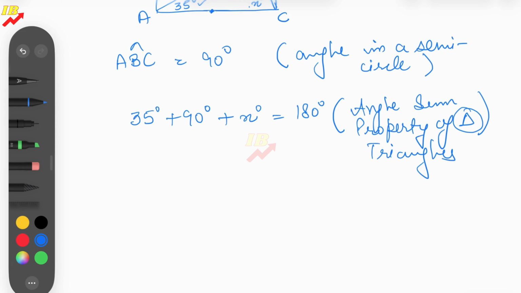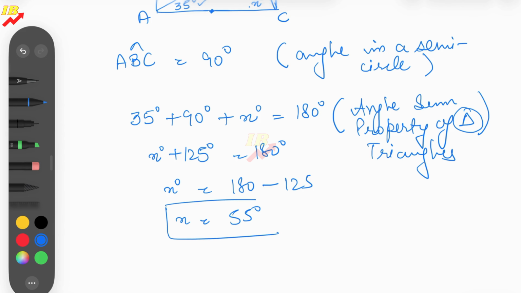This is called the angle sum property of a triangle, when all the angles inside a triangle add up to give you 180 degrees. So that means x plus this is going to give you 125 degrees. So x is coming out to be 180 minus 125, which gives you 55 degrees as the solution. That's your answer.